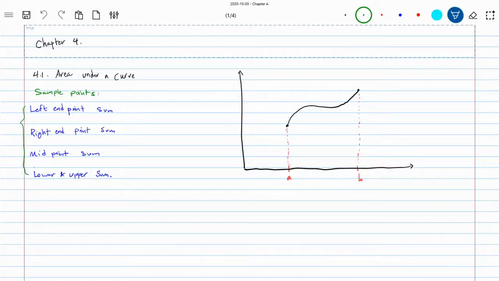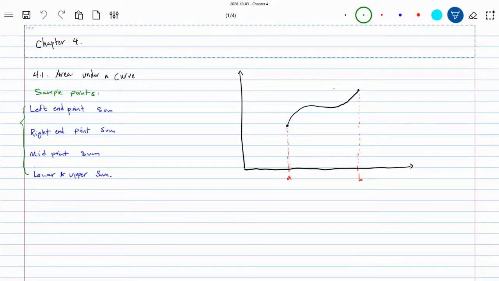Let's start chapter 4. First section is the area under a curve, and there is distance, but we mainly focus on area under the curve. Okay, this section is kind of a bit messy, requires perfect calculation. So if you're using a calculator, be sure that you're using accurate decimal numbers.